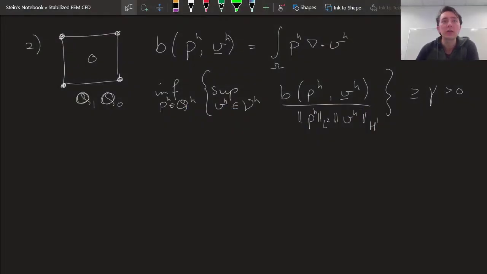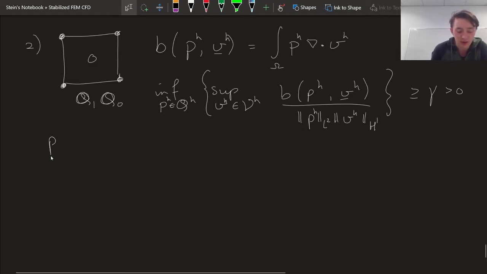So here we have our second element, and for this element we're going to show that the inf-sup condition does not hold, and the way that we'll show this is by showing that the B part of the matrix is not full rank. And I already kind of started talking about this in the last video.